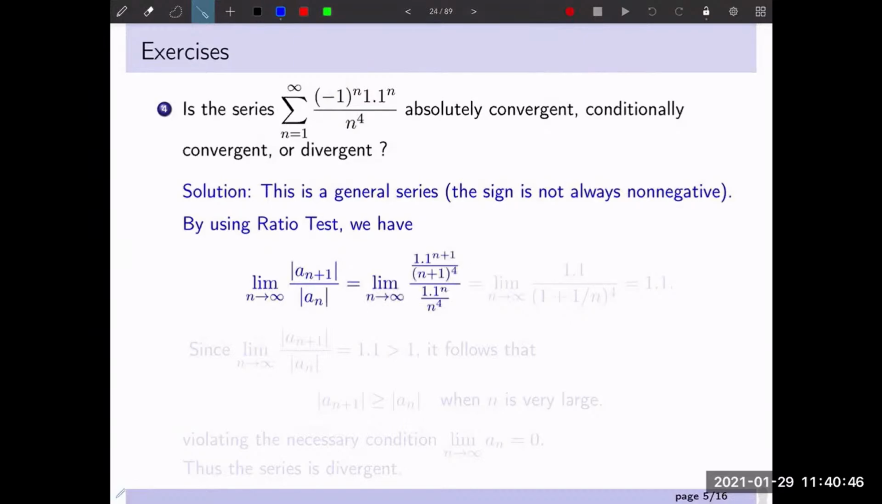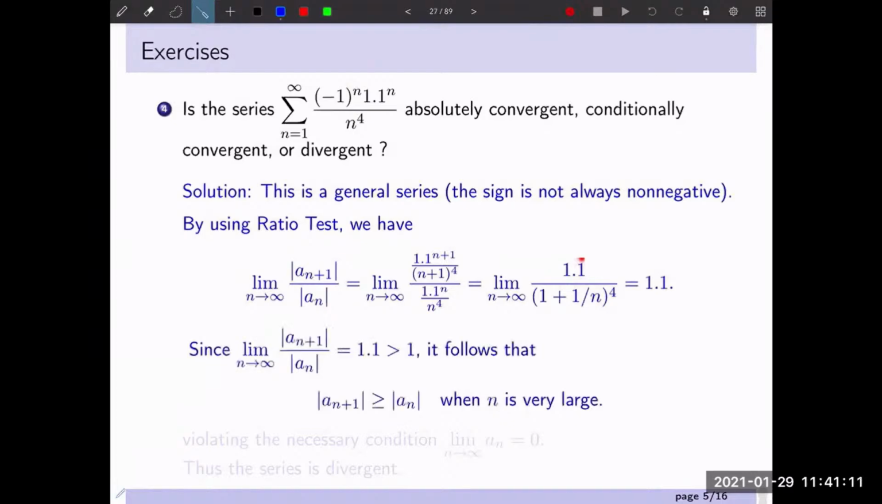You will see that the ratio between the next and current term will be 1.1 over 1 plus something, 1 over n here to some power. But when n tends to infinity, you would get a number, 1.1, right? Which is bigger than 1. Although it's very small, it's still bigger than 1. Okay? Even if 1.1 is a very small number. If the limit is bigger than 1, you should draw a conclusion that this absolute value series is not convergent.